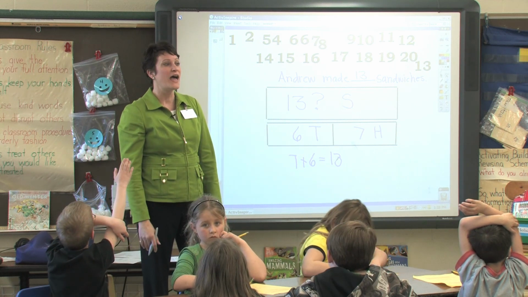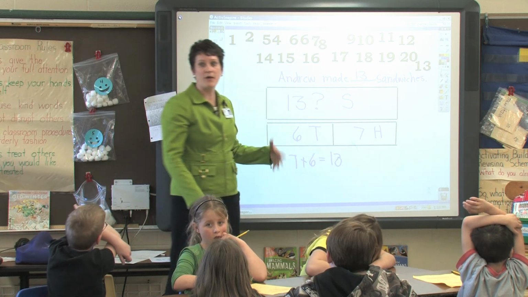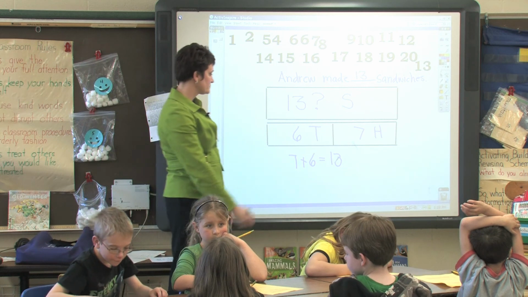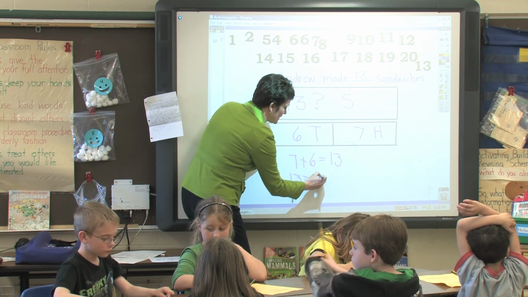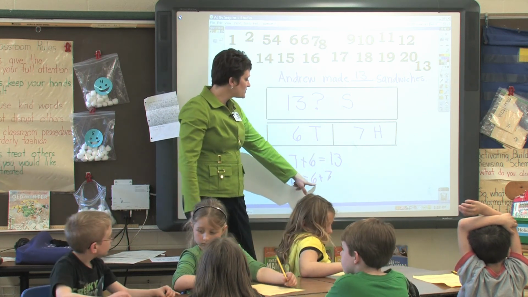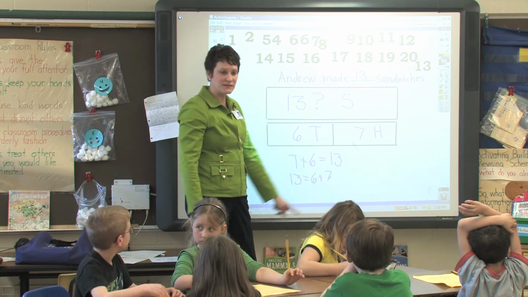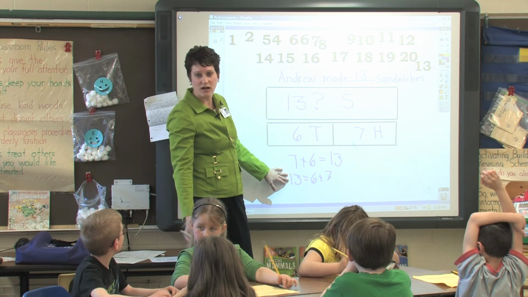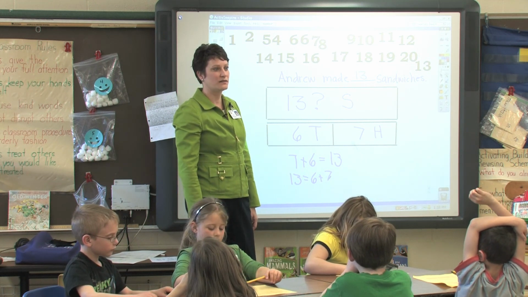Did somebody else have a similar equation, not written exactly that way, but written another way? But it means the same thing. What did you have? 13 equals 6 plus 7. So I can still say that in my story I know that there were 6 turkey sandwiches and 7 ham sandwiches, and when I put them together I had 13 sandwiches all together on the plate. Another way of writing that equation.